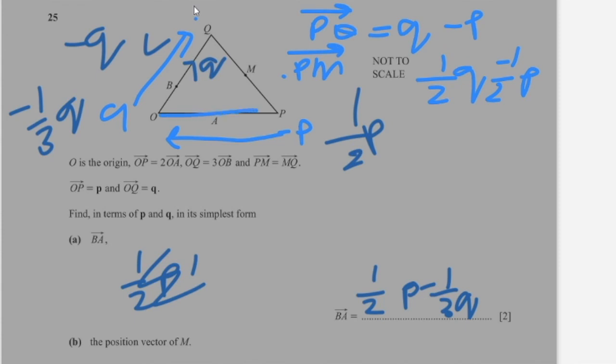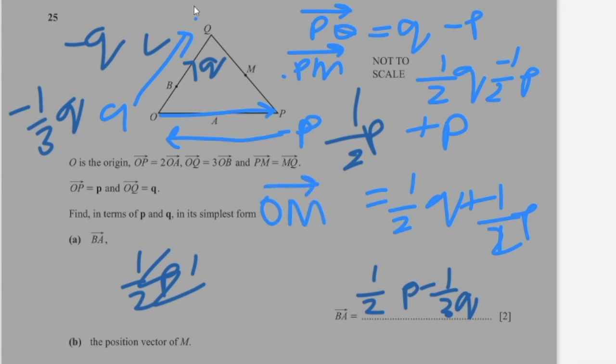Now we need to find out OP. Well, that is just p. So we add p here, which becomes half of q plus half of p as the position vector of M.